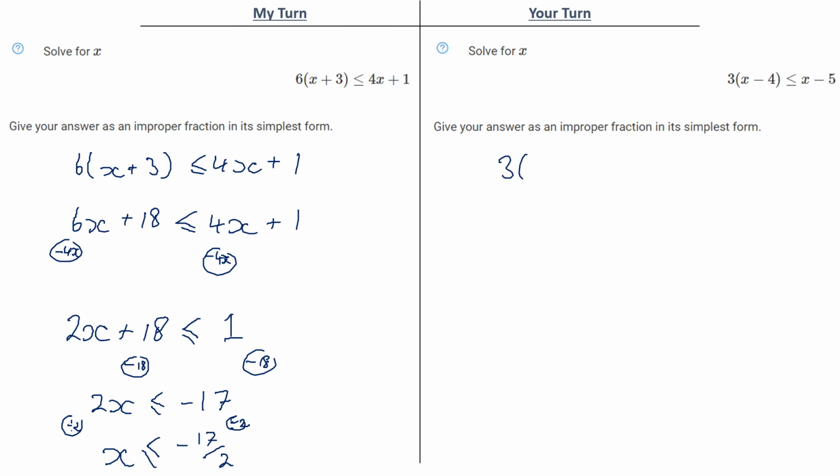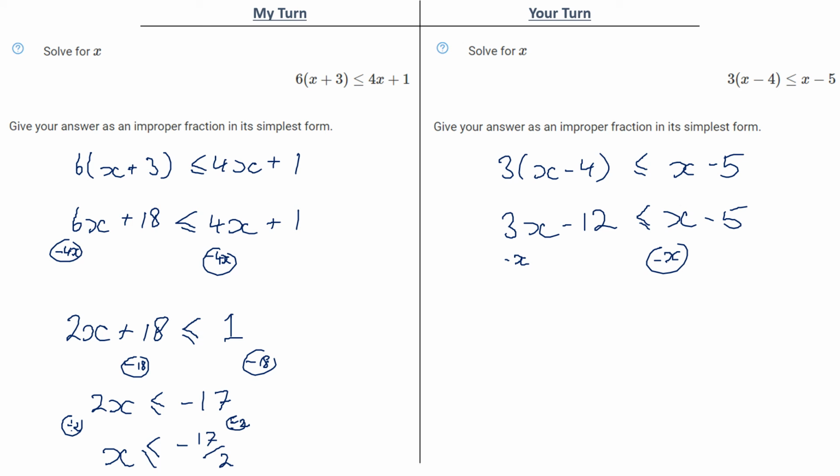Okay, so we've got 3 brackets x minus 4 less than or equal to x minus 5. So the first thing we need to do is expand our brackets to get 3x minus 12 less than or equal to x minus 5. To get rid of the smallest x, so our smallest x is the x on the right hand side, so we're going to subtract out an x. Left on the left hand side, we're going to have 3x take away x is 2x minus 12 less than or equal to, x has disappeared, don't forget your minus sign, that's still there, minus 5.